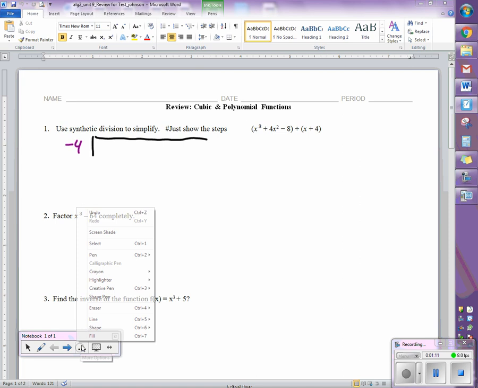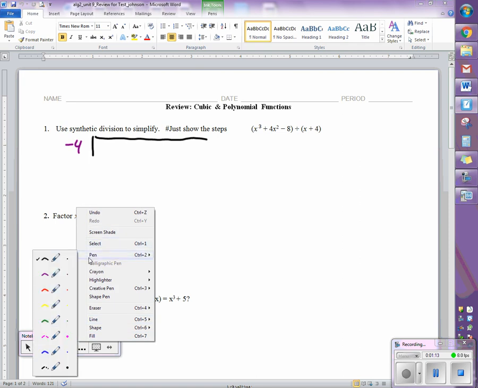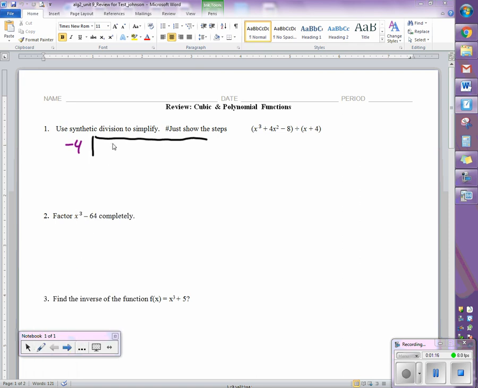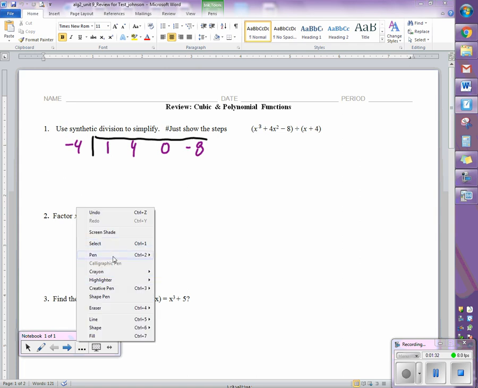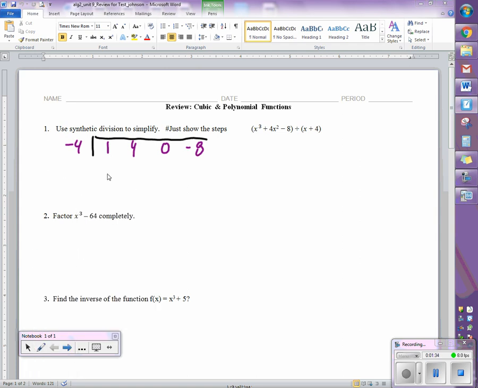So as I insert the numbers into the house, I need to remember to put a 0 in that place. So the first number is 1 from the cube term, followed by a 4 from the square term. Again, I need a 0 for the missing x term, and then a negative 8. Then I draw my equal bar and begin the synthetic division process.